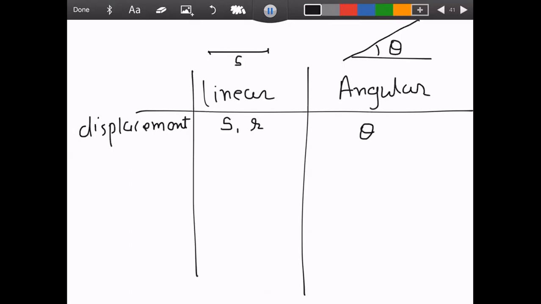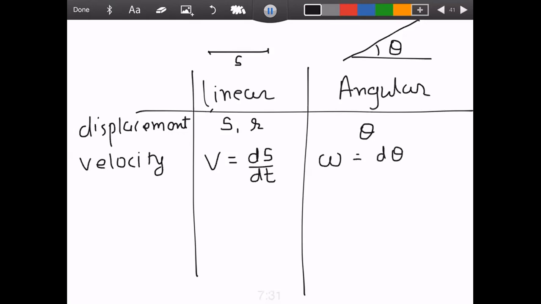If you ask me for velocity, linear velocity is indicated by v. What is v? v is ds by dt. The other one is omega, angular velocity, which is d theta over dt. Next is acceleration.